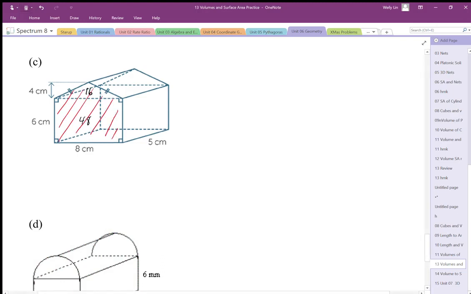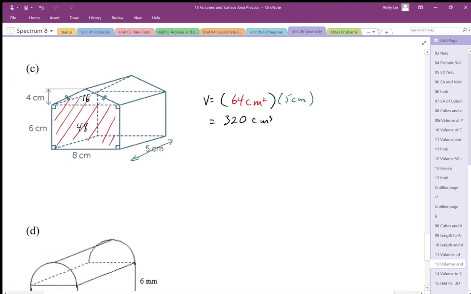So the volume of this object is going to be that area, which is 64 squares, and multiply that by the depth. Again, the depth I'll do in green is going to be that depth there of 5 centimeters. Okay, so the volume works out to be 320 cubes. Okay, so there's my volume.